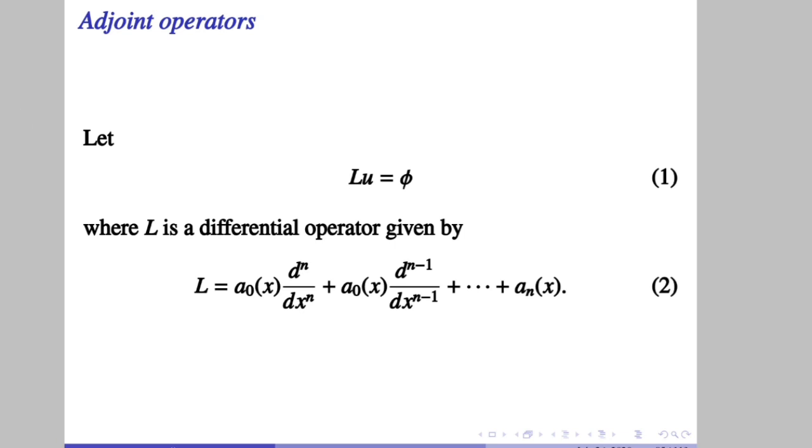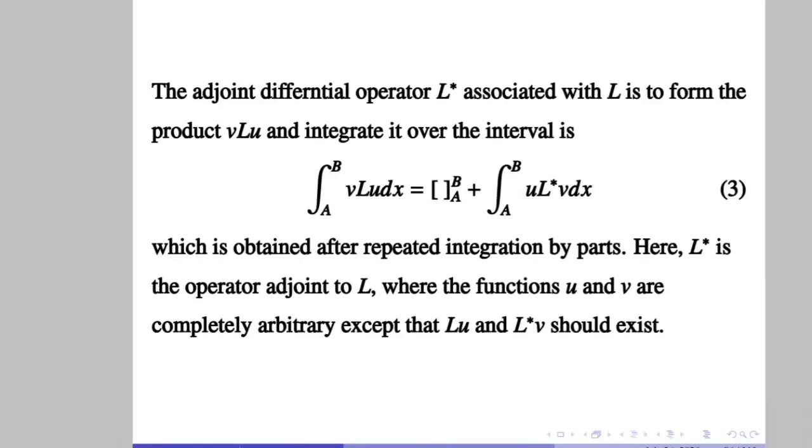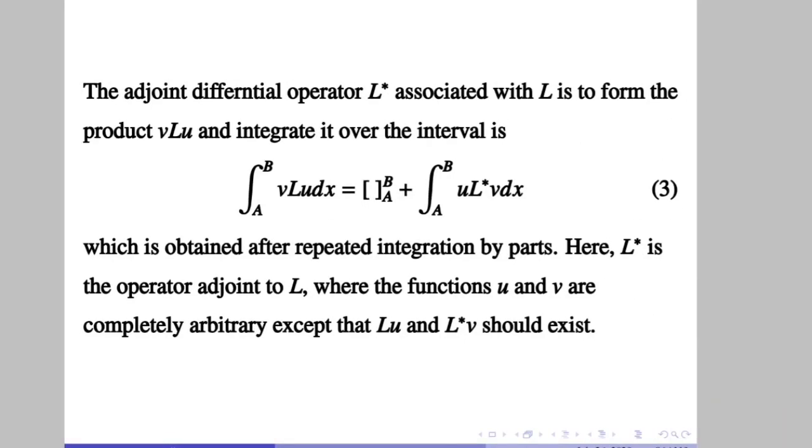And then the adjoint operator. The definition: LU = f means it is an operator. Then the adjoint operator definition is the integral from a to b of V LU equals the integral of U L star V, and L star is the adjoint operator.